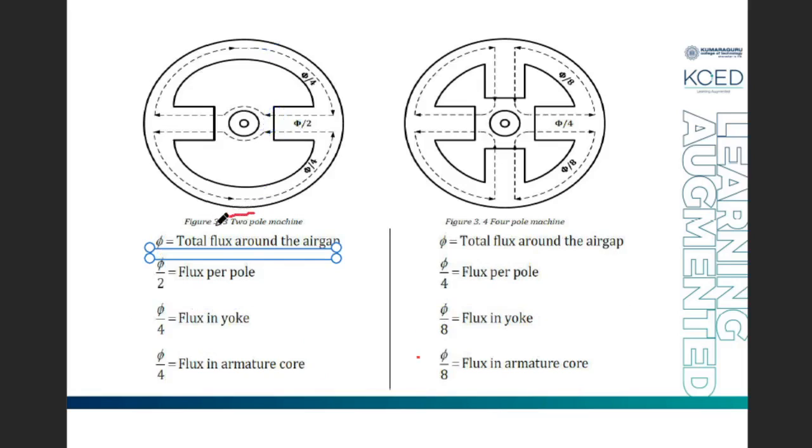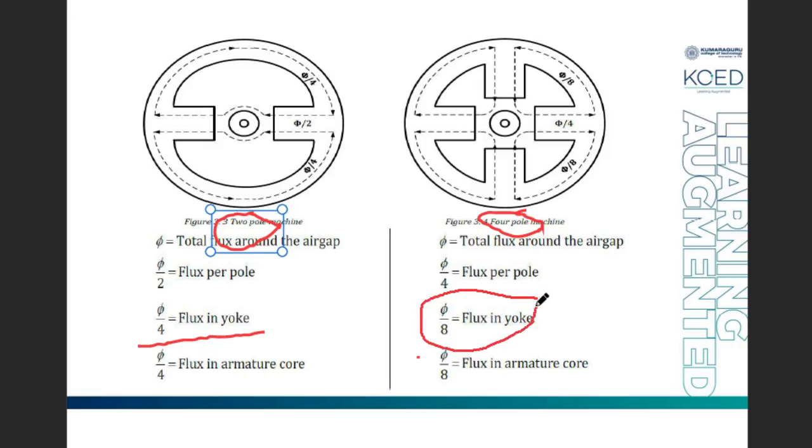In case of a two-pole machine, the flux in the yoke is only 5 by 4. If you go for a 4-pole machine, the flux in the yoke is 5 divided by 8. So when you compare these two values, what did you infer? With increase in the number of poles, the flux in the yoke is getting decreased. That means the amount of flux which has to be carried by the yoke is getting reduced with increase in number of poles.